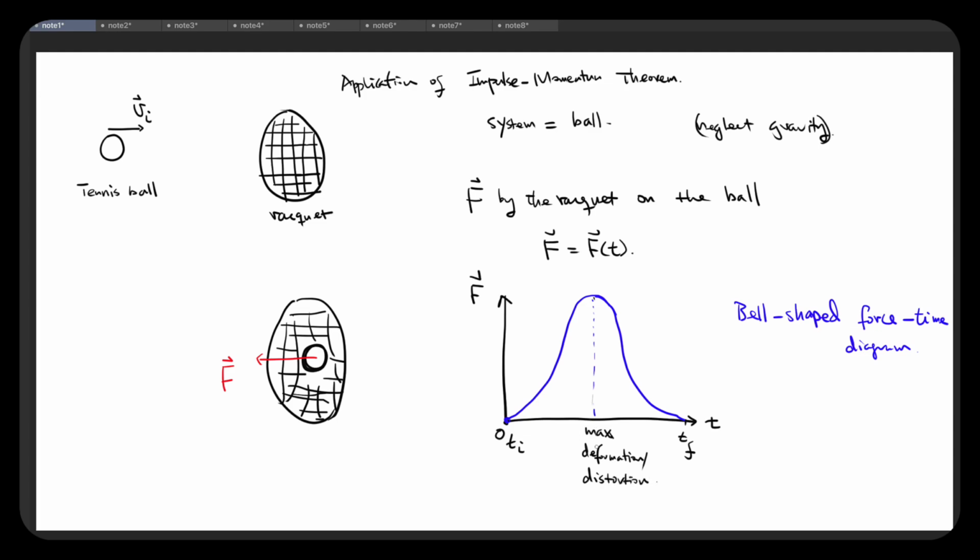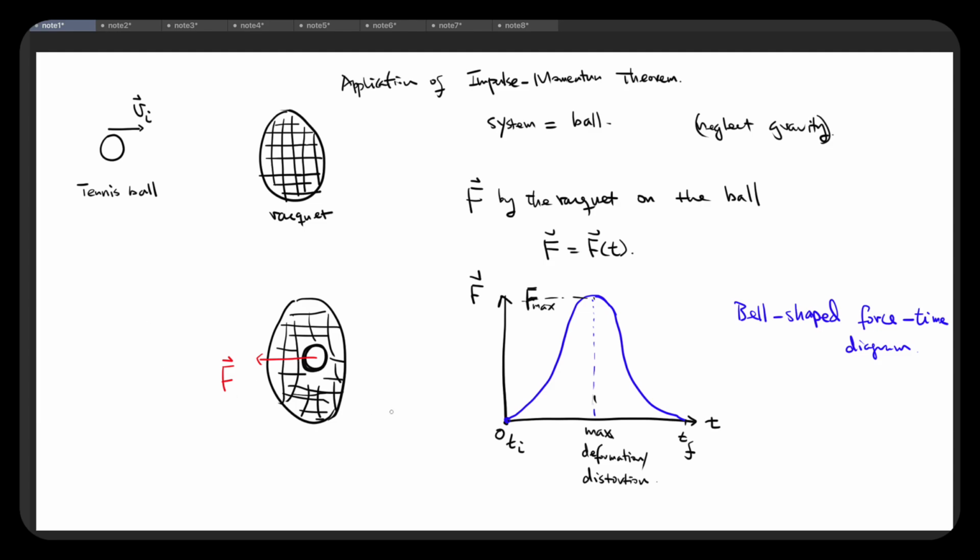Maximum distortion of the string. Okay, and here the force is max, so that's F max. Now we see in this case, the force is changing with time, so it's very hard to apply Newton's second law, because we don't actually know exactly this kind of curve, right? The curve here.